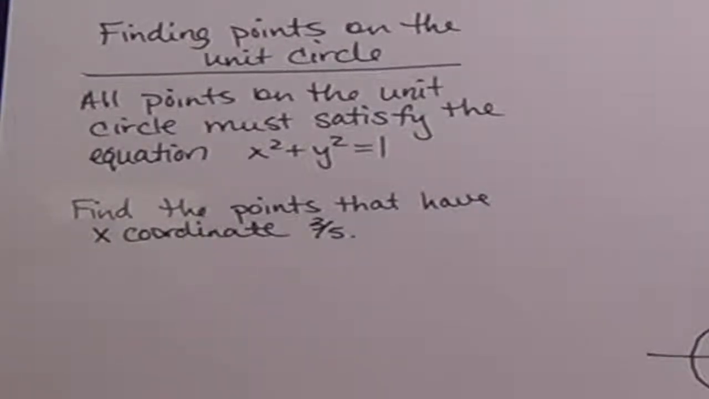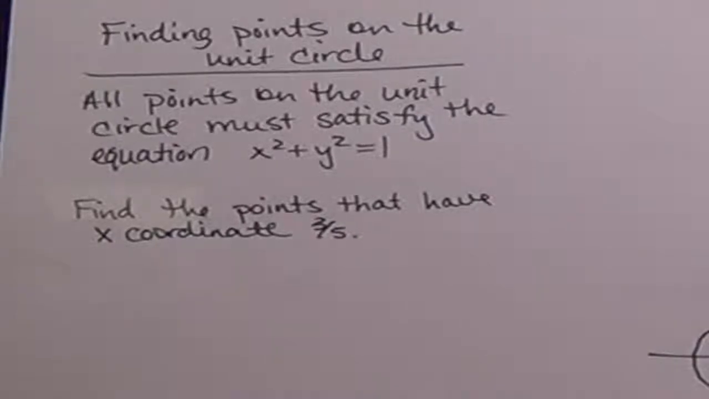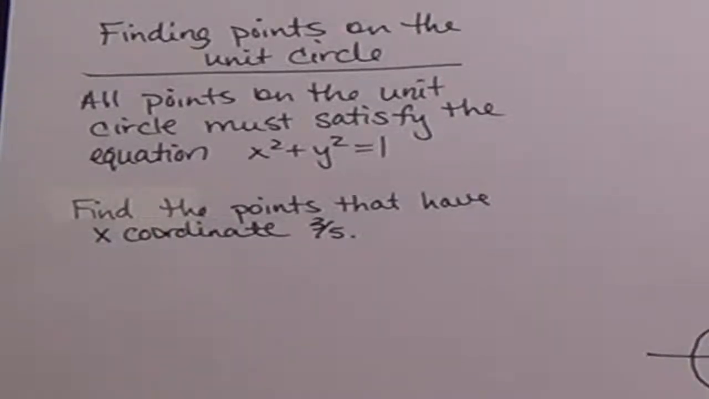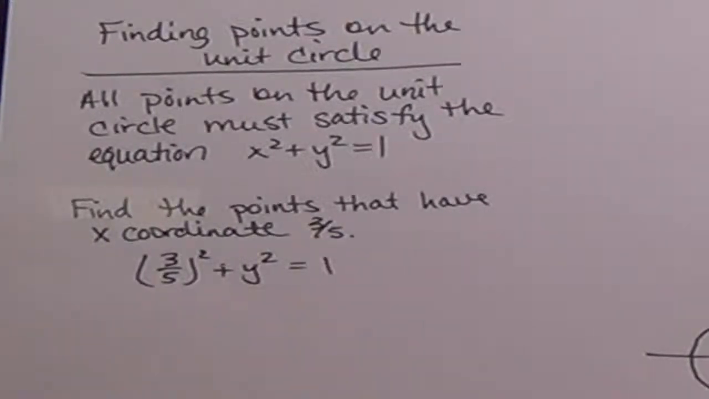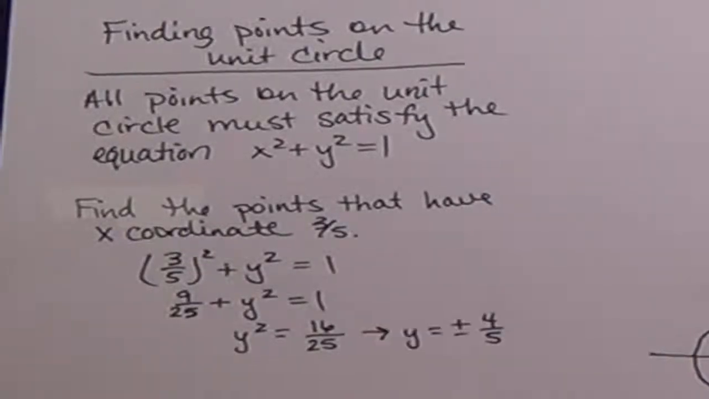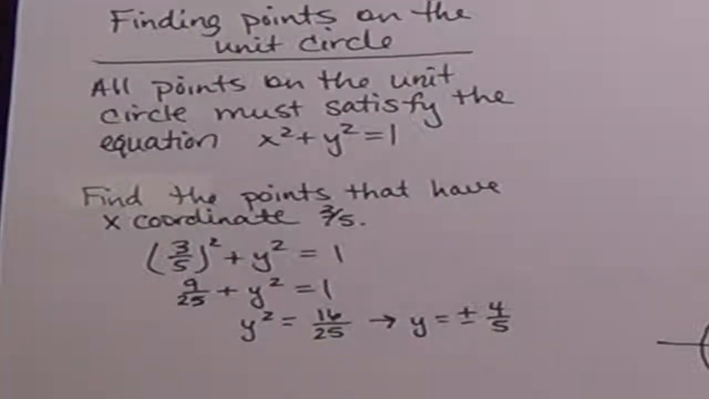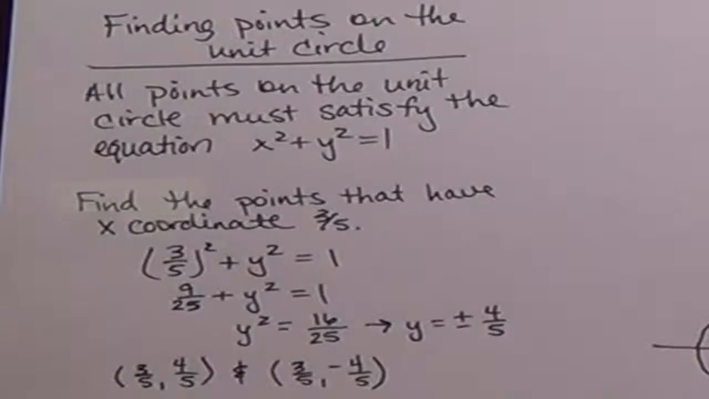To find points on the unit circle, we just need to remember that all points must satisfy the equation x squared plus y squared equaling 1. So, to find the points that have x coordinate 3/5, we have 3/5 squared plus y squared equal to 1. Squaring 3/5, we get 9/25 plus y squared equals 1. Subtracting the 9/25, we get y squared equals 16/25, or y equals plus or minus 4/5. So here we end up with 2 points with the x coordinate 3/5 that lie on the unit circle: 3/5, 4/5 and 3/5, negative 4/5.